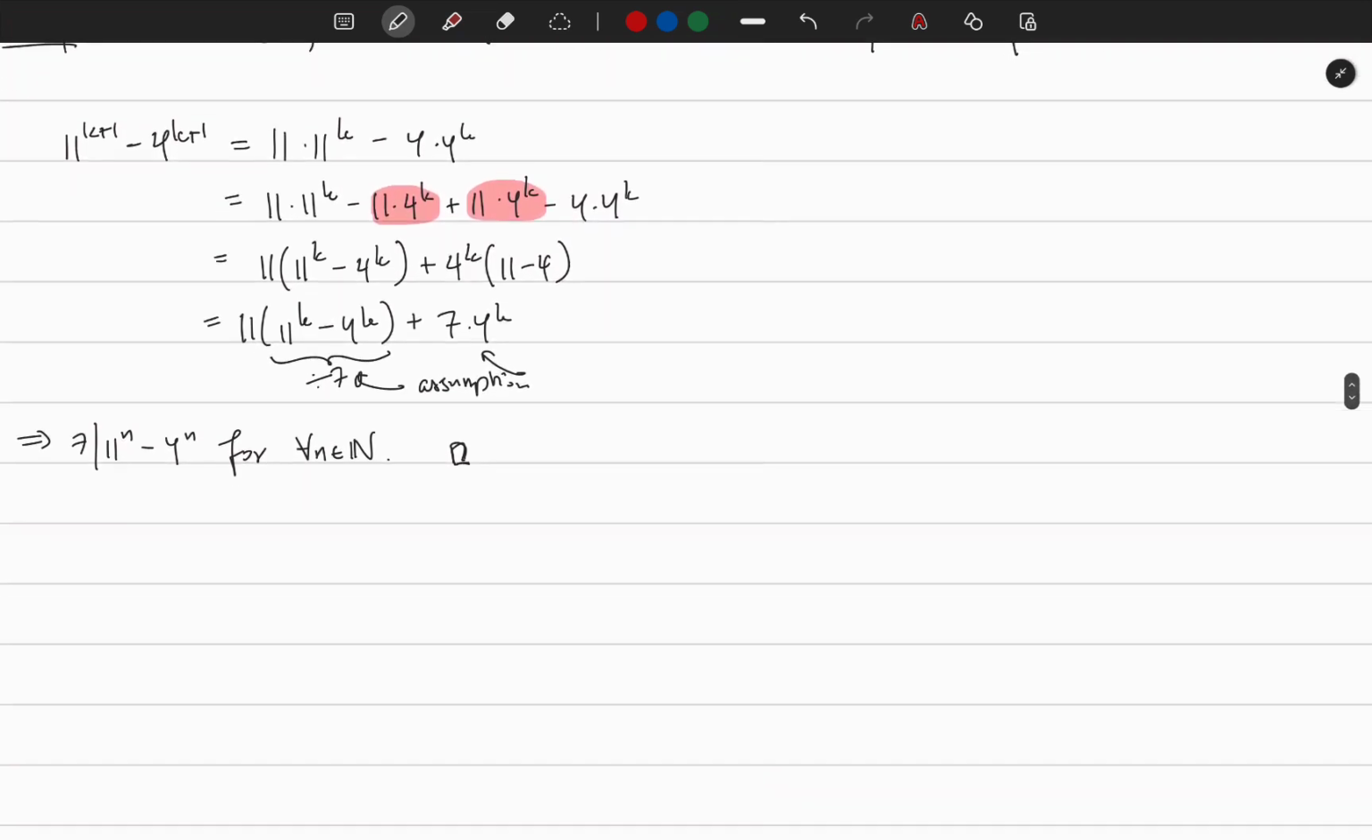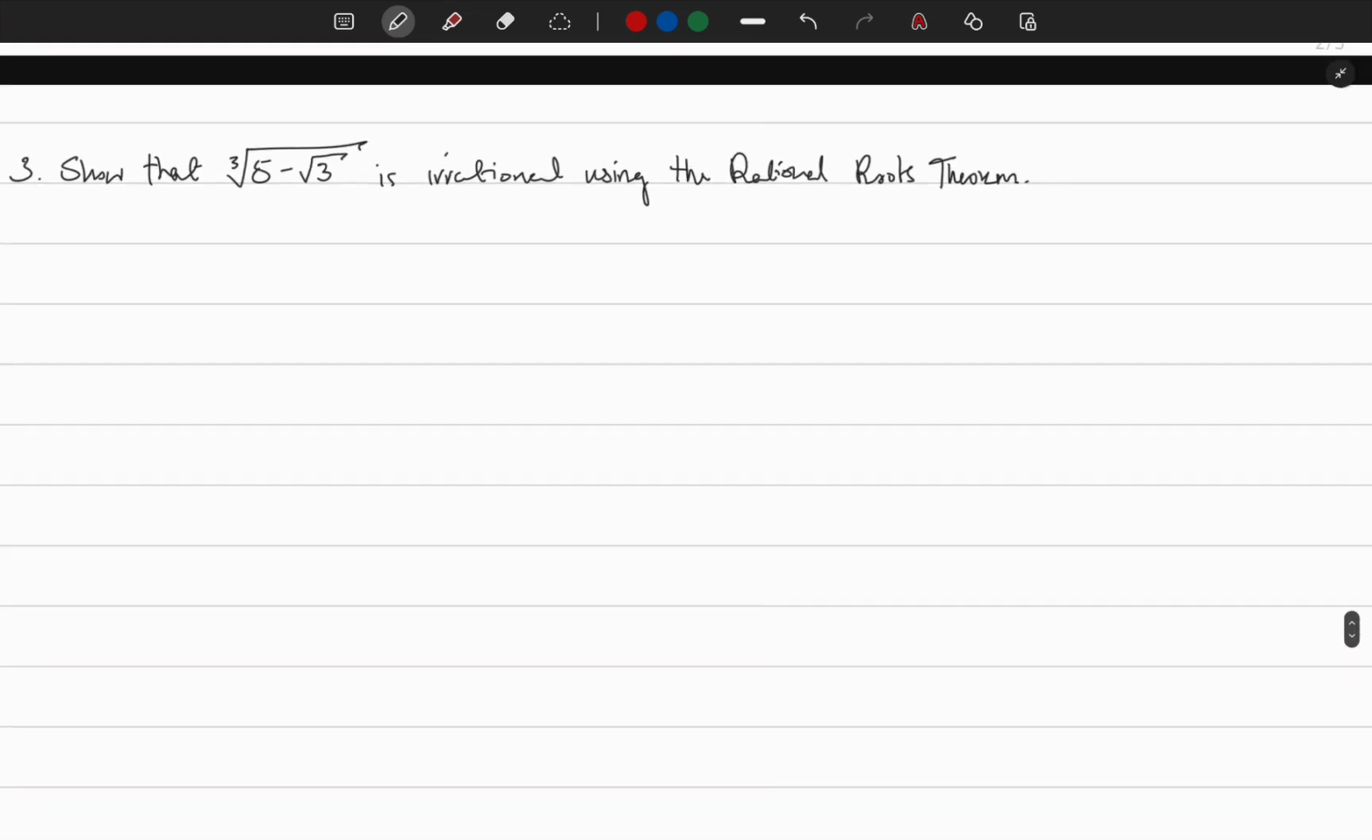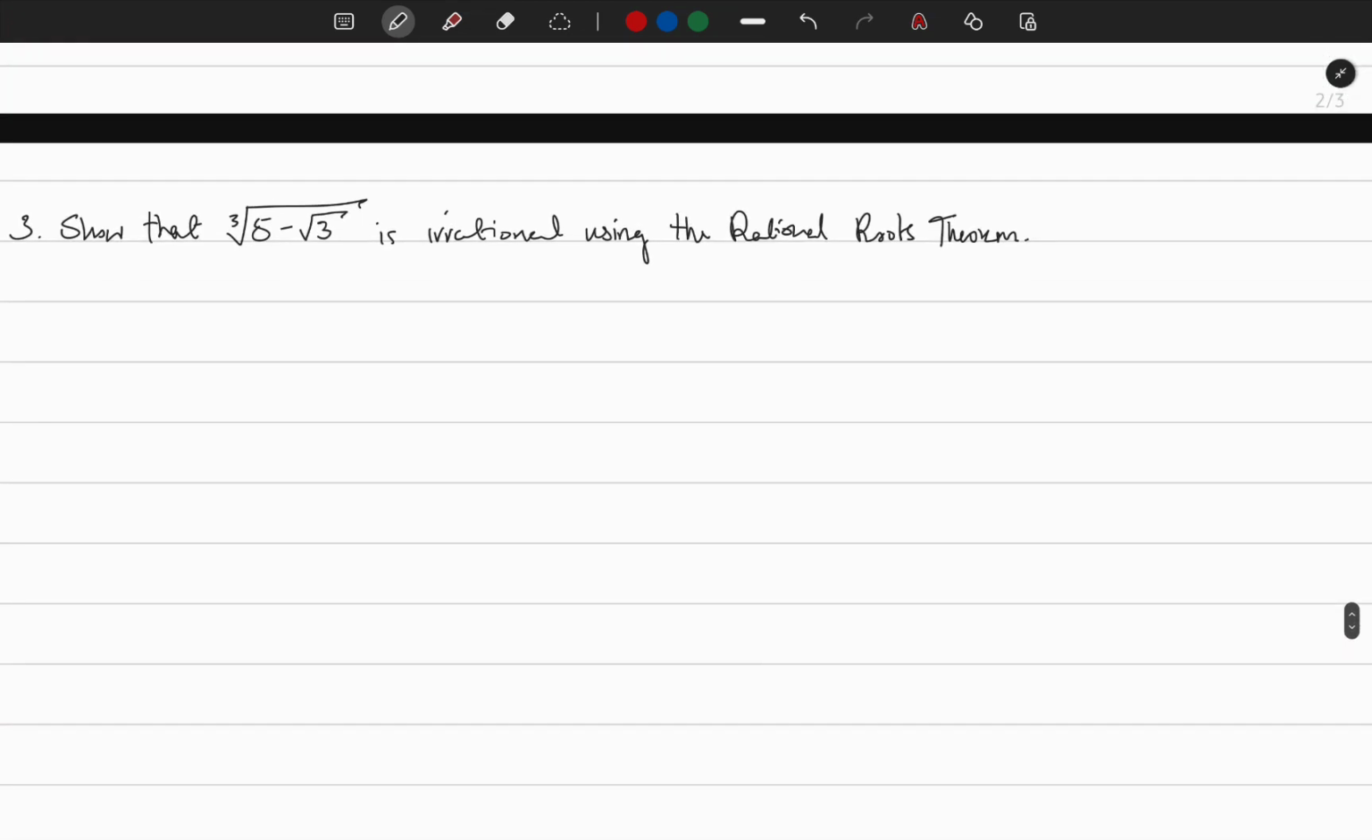Okay? Right. Now for the last problem, we want to show that the cube root of 5 minus the square root of 3 is irrational using the rational roots theorem. Now recall that the rational root theorem states that all possible roots of a polynomial with a leading coefficient of 1 are the factors of the constant term at the end. So, knowing that, let's try to begin our proof.